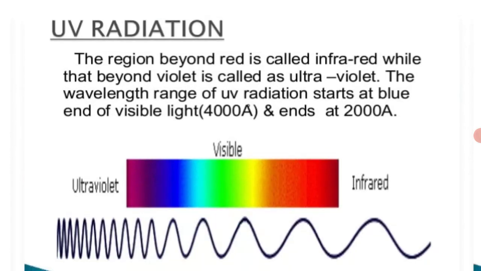UV radiation. We can see the figure. In the figure, the region beyond red is called infrared, while the region beyond violet is called ultraviolet, and the wavelength range of UV radiation starts at the blue end of visible light, 4000 angstrom, and ends at 2000 angstrom.